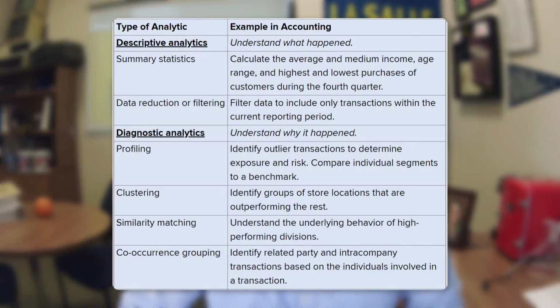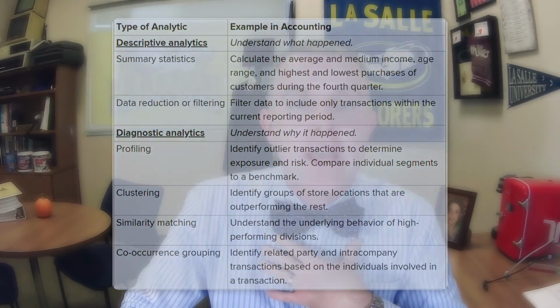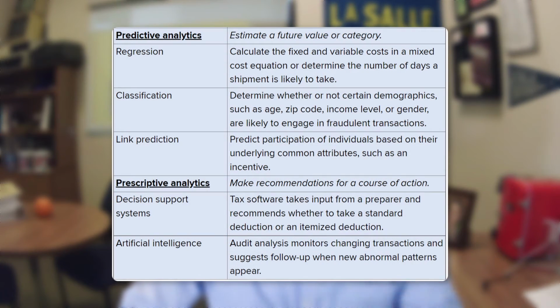Now with diagnostic analytics, we can do profiling, clustering, similarity matching, and look at co-occurrence, and all of these techniques we're going to look at in more detail as we perform our labs. But for now, know that these are the different types of diagnostic analytics. As we get into predictive and prescriptive analytics, the sophistication of the statistical techniques that we're using is going to greatly increase. As we move into predictive analytics, we're going to do things like regression.